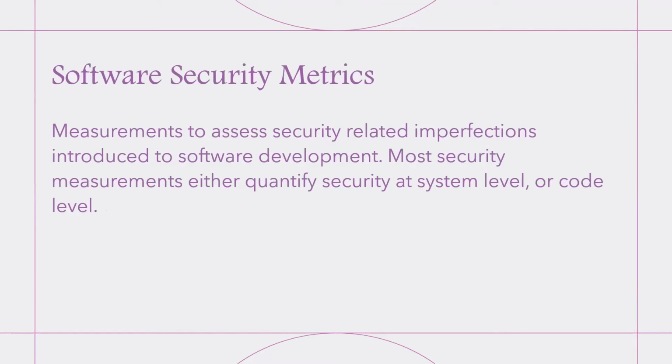Software security metrics are measurements to assess security-related imperfections introduced to software development. Most security measurements either quantify security at a system level or code level.